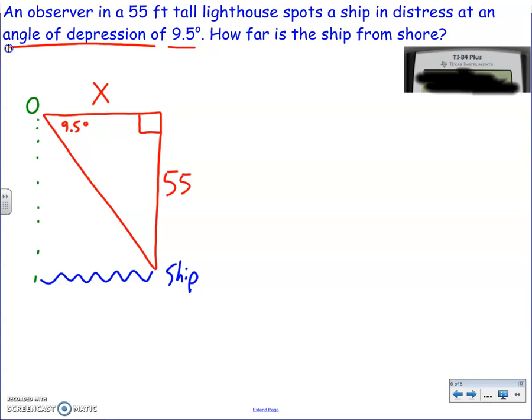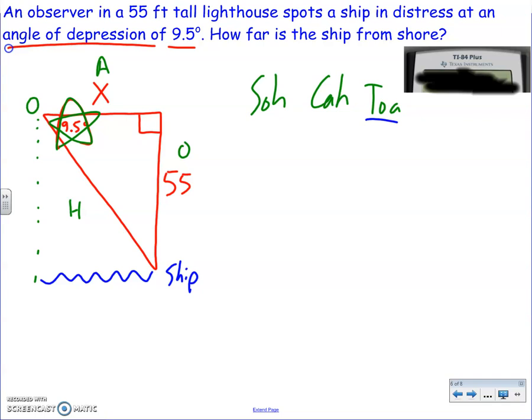All right. We are using this reference angle, 9.5 degrees. That's supposed to be green. All right. Label HAO. Hypotenuse is missing. Adjacent is x. Opposite is 55. Out of SOHCAHTOA, which one are we using? We have O. We want A. So which one uses O and A? O and A is TOA. Most word problems are going to be tangent, by the way. So we have tangent of 9.5 degrees equals O over A.